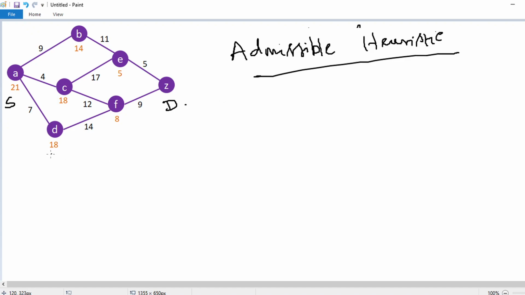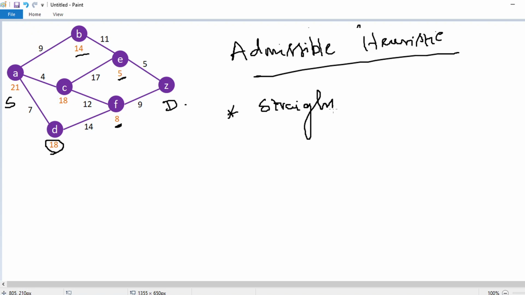So for example, this is 18. This 18 is said to be heuristic value, and this is a straight line distance from D to Z. And this 8 is the straight line distance from F to Z. The same way, 5 is the straight line distance from E to Z. 14 is the straight line distance from B to Z. So every node has to have this straight line distance. So that straight line distance is heuristic.